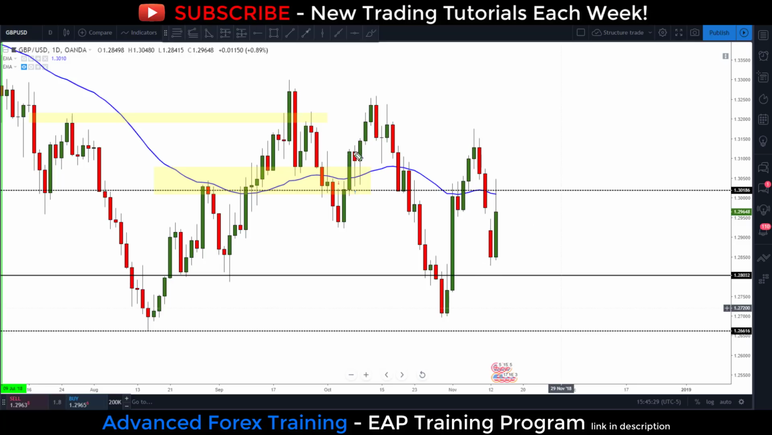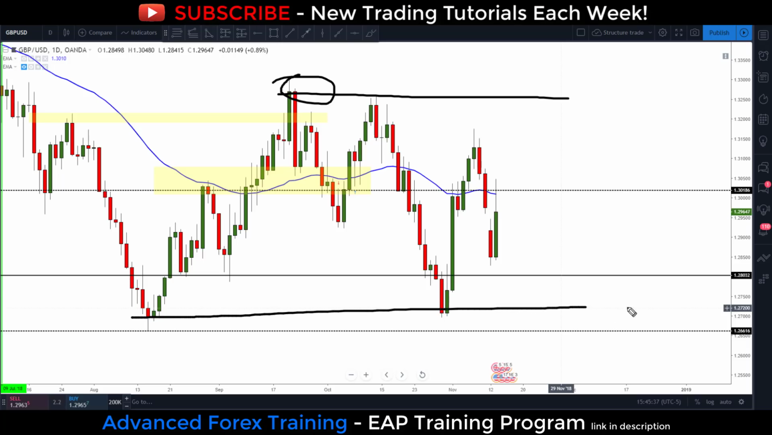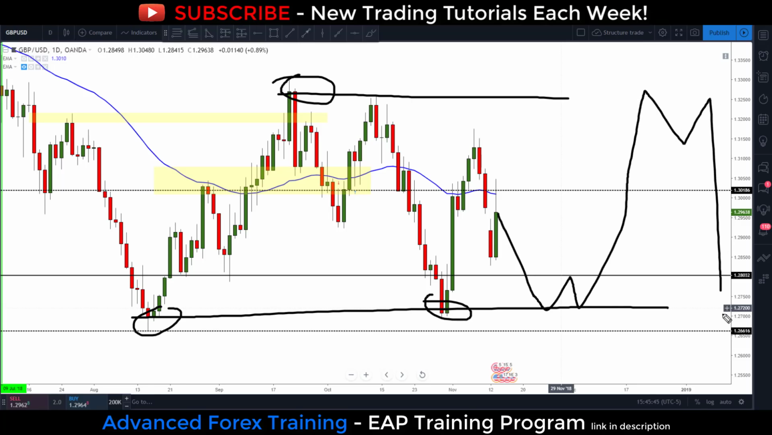What I can tell you I'll be looking for is that if we get up to this major level of resistance, that's a level I'll look for possible shorting opportunities. If we get down to this major level of support that's been tested multiple times, that's a place I'll look for long opportunities. This support and resistance level are the only two places I really want to be looking for trading opportunities here on the pound dollar because of this period of consolidation we're currently seeing on this pair, at least on the daily time frame. So let's go ahead and move on now.